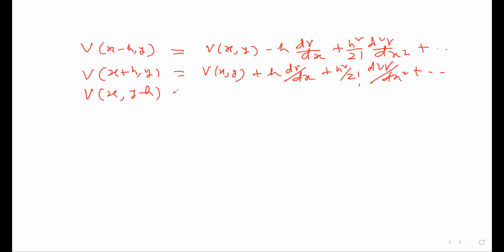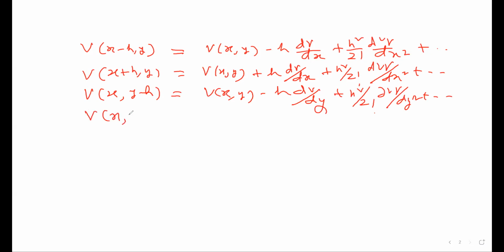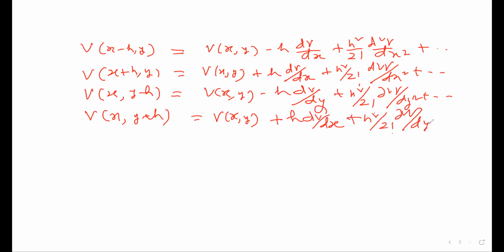V(x, y minus h) should be equal to V(x,y) minus h dV/dy plus h squared by factorial 2 d2V/dy2, and V(x, y plus h) should be equal to V(x,y) plus h dV/dy plus h squared by factorial 2 d2V/dy2, something like this.